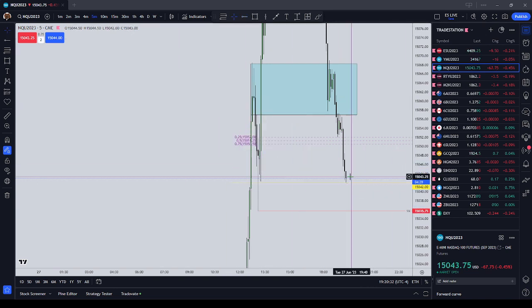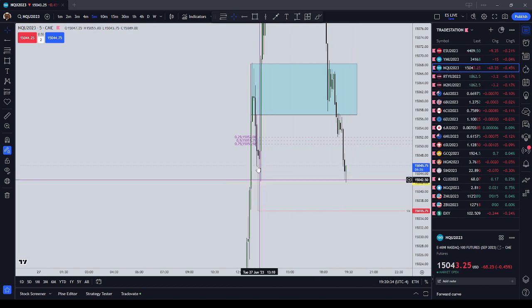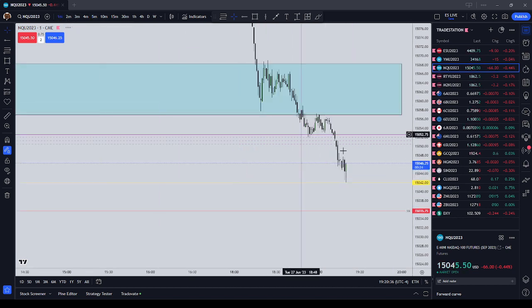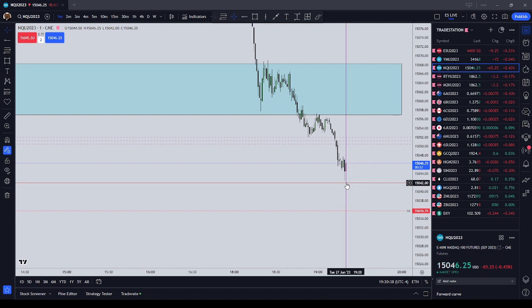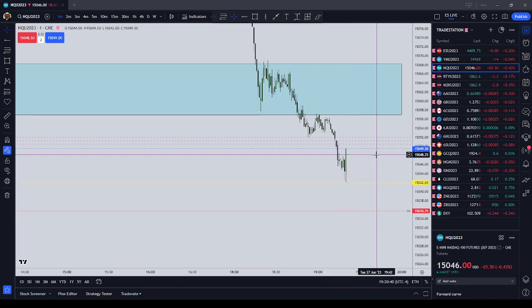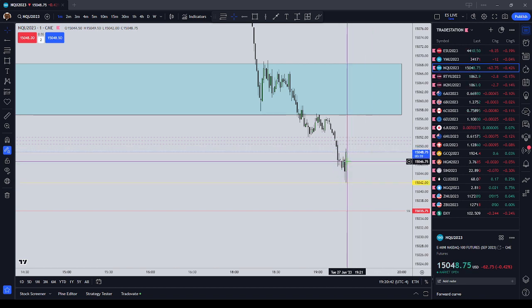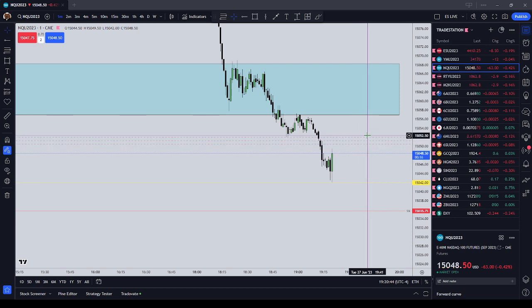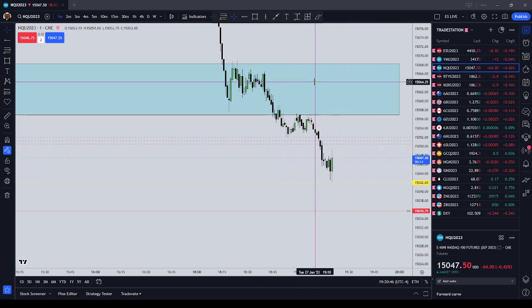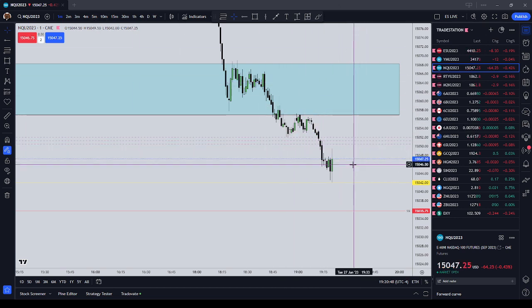Okay, 042 evens. Want to see how we handle this wick inefficiency. Look at that. Price is respecting it. Bang. Yeah, there is respect on that wick inefficiency. 042 evens.